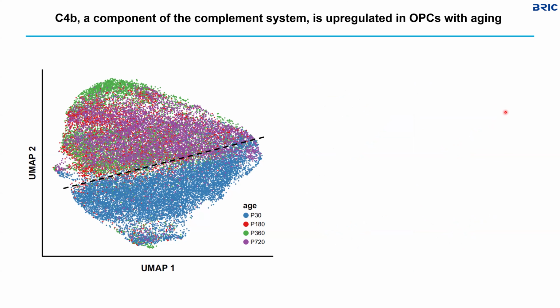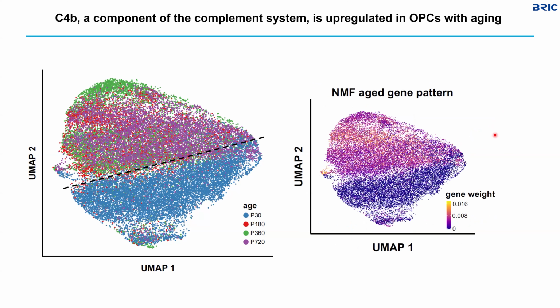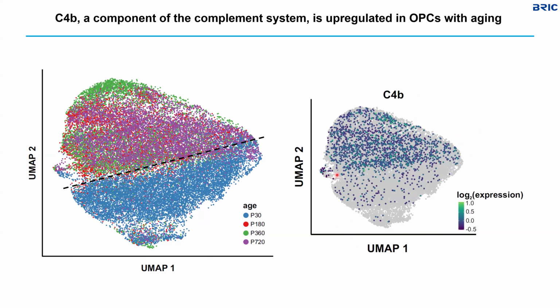And what we found is that we were able to find a group of genes that are highly expressed by the older OPCs compared to the young OPCs. And one of the genes that was really highly differentially expressed was this gene called C4b. And C4b is a component of the complement system, and it has previously been shown to be dramatically upregulated in astrocytes in an aged brain.